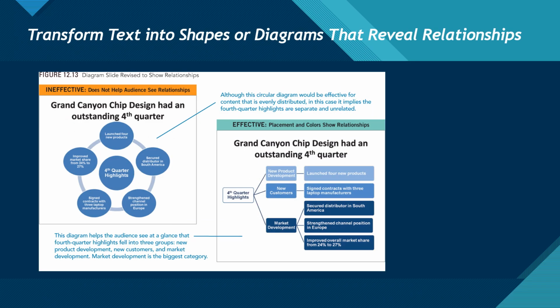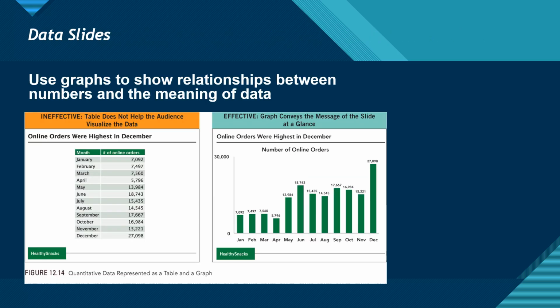Transform text into shapes or diagrams that reveal relationships. Here is a sample diagram slide revised to show relationships. Ineffective and effective versions of slides are presented to show how a representative diagram will help your audience quickly see the relationships among ideas. So, how do we show data slides?